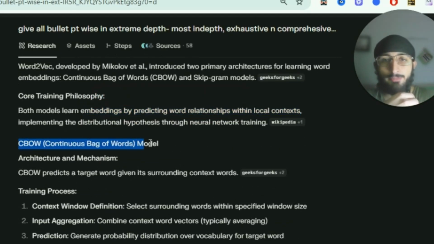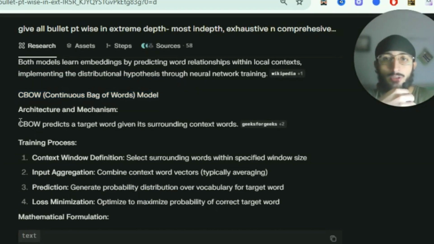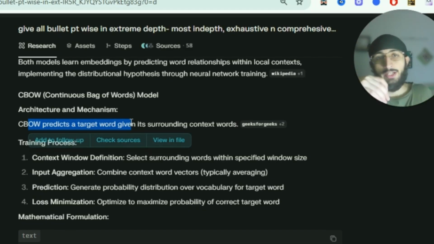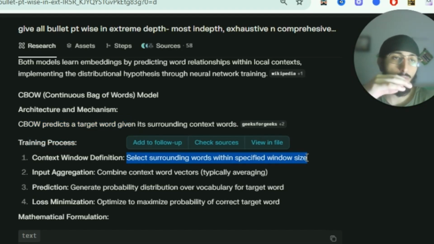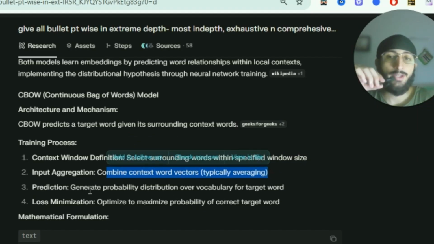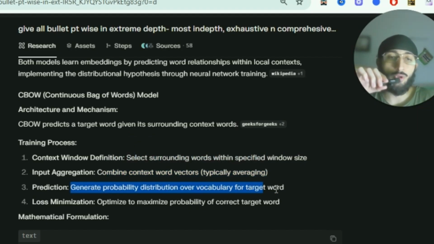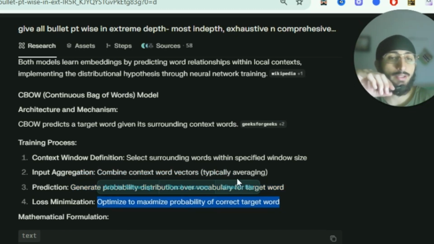Now, CBOW is continuous bag of words model, right? So let me show you here architecture and mechanism. So CBOW predicts a target word given its surrounding context words, right? So training process is something like this: context window definition, select the surrounding words within a specific window size. Input aggregation, combine the context word vectors, typically averaging. Prediction, generate probability distribution over vocabulary for target word. Loss minimization, optimize to maximize probability of correct target word.